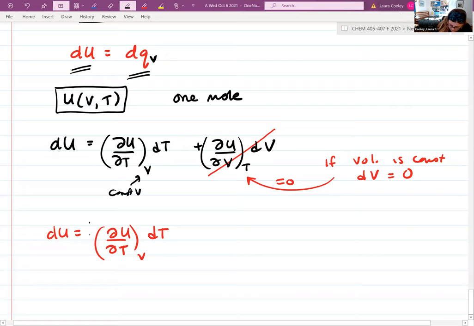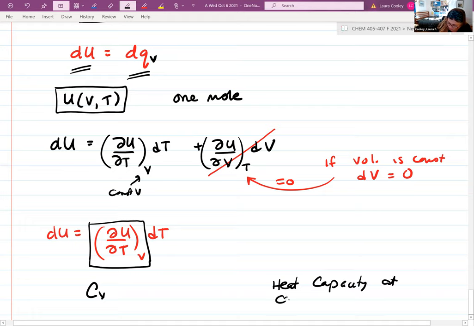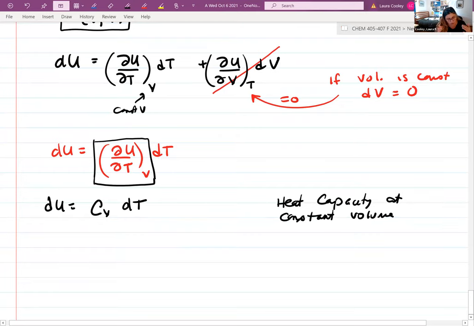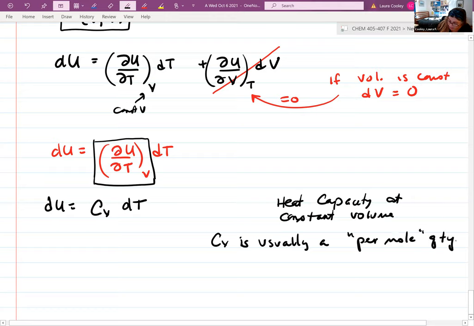So this thing here is actually the definition of what we call the heat capacity at constant volume, the constant volume heat capacity. So dU is C_V dT. I have to modify this a little bit, because generally C_V is usually a per mole quantity. And so for more than one mole, suppose we have n moles, then I would have to say that this change is n C_V dT.